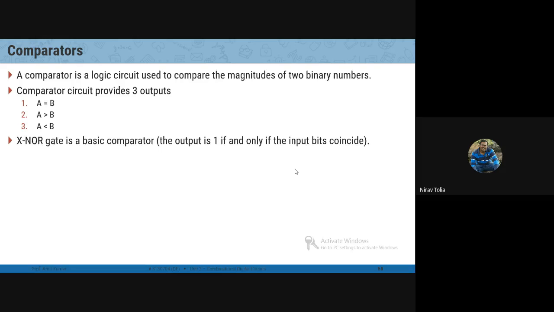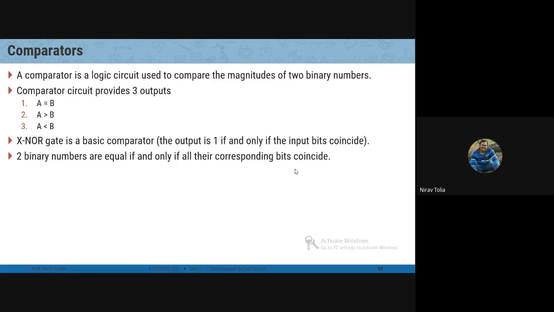When the inputs are different, let's say either it is 0 1 or 1 0, its output will be 0. So the output is 1 when and only when all the input bits coincide with each other. Coincide means same. So when all the inputs are same, either all are zeros or all are ones, then and only then the output will be 1. So the exclusive NOR gate is known as the basic comparator circuit.